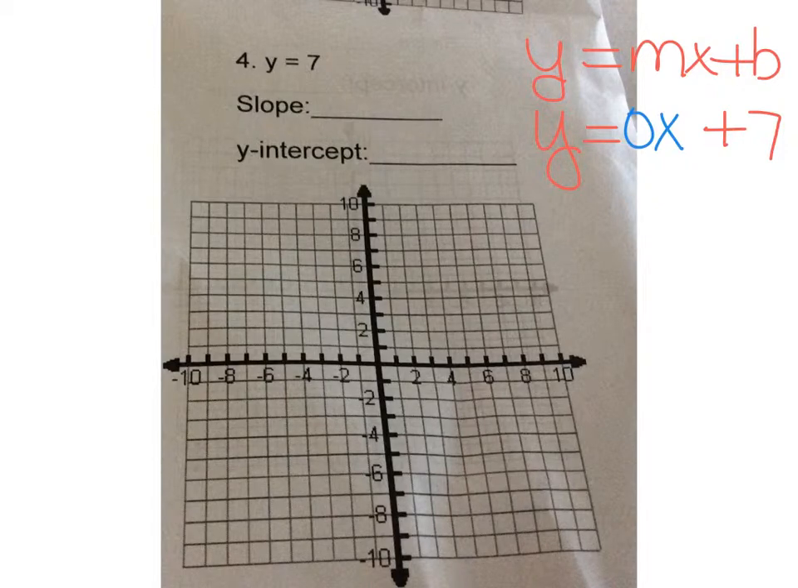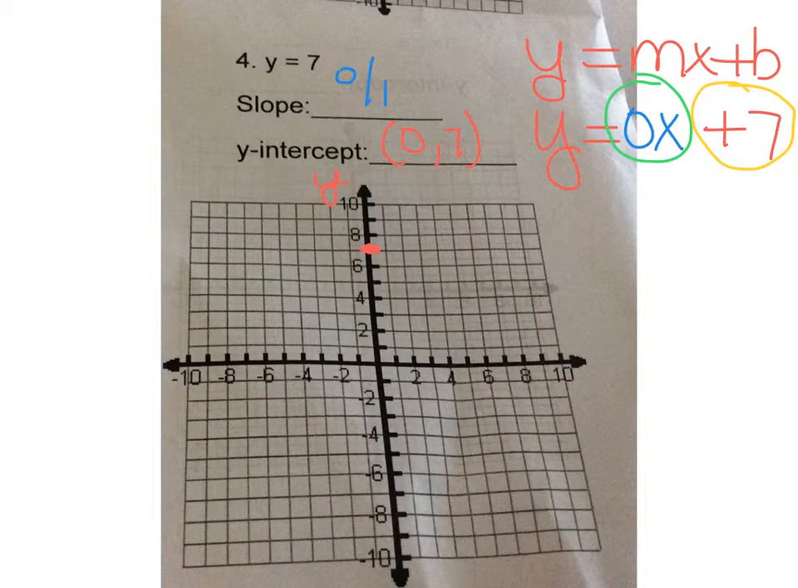Okay, so my slope is whatever's in front of x, which is 0. But I need to make that a fraction. So 0 would be 0 over 1. And then my y-intercept is whatever is lined up with the b, which is 7. So my y-intercept is 0, positive 7. Okay, so here's my y-axis. I'm going to go left and right 0. I'm going to go up to 7 because my y-intercept is always on my y-axis.